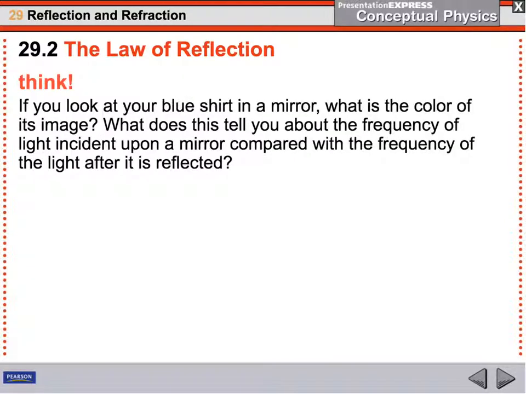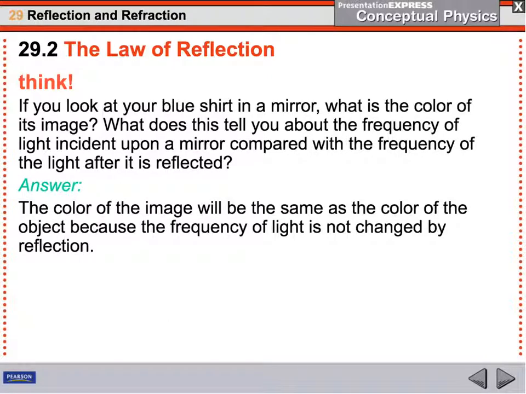You look at your blue shirt in a mirror. What is the color of the image? What does this tell you about the frequencies of light upon a mirror compared to the frequencies of light after it is reflected? The color of the image will be the same as the color of the object because the frequencies of light are not changed by reflection. Everything stays the same.